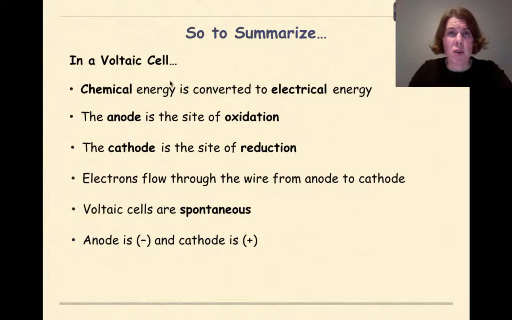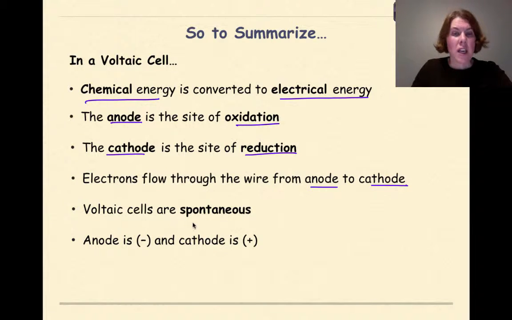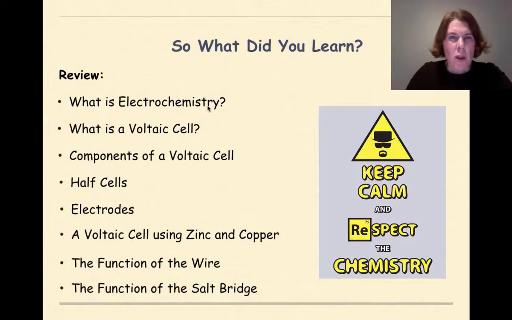So to summarize, in a voltaic cell, chemical energy is converted to electrical energy. The anode is the site of oxidation. The cathode is the site of reduction. Electrons will always flow through the wire from the anode to the cathode. Voltaic cells are spontaneous. The anode has a negative sign associated with it, and the cathode has a positive sign associated with it.